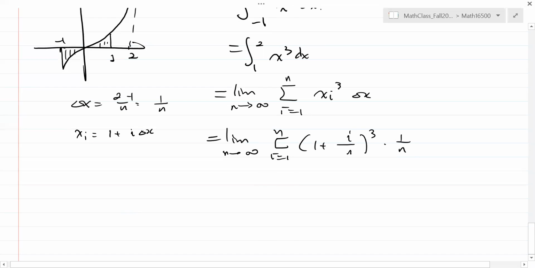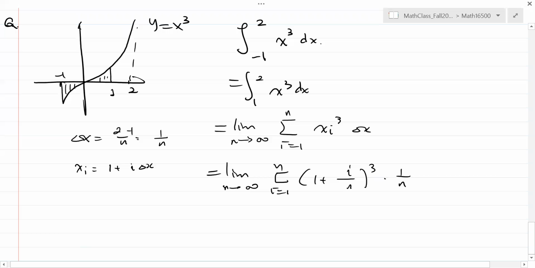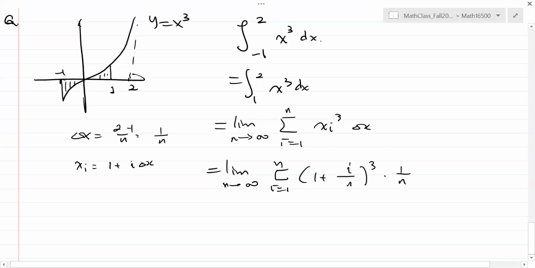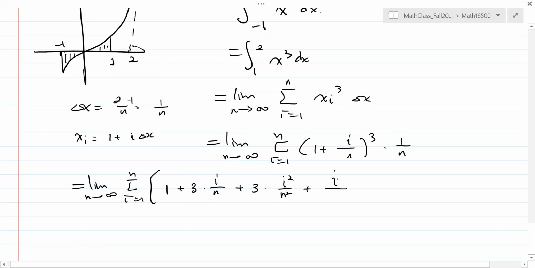But we can do that, no problem. You have to expand it. It's 1 cubed plus 3 times i over n plus 3 times i squared over n squared plus i cubed over n cubed, because it's a cube.